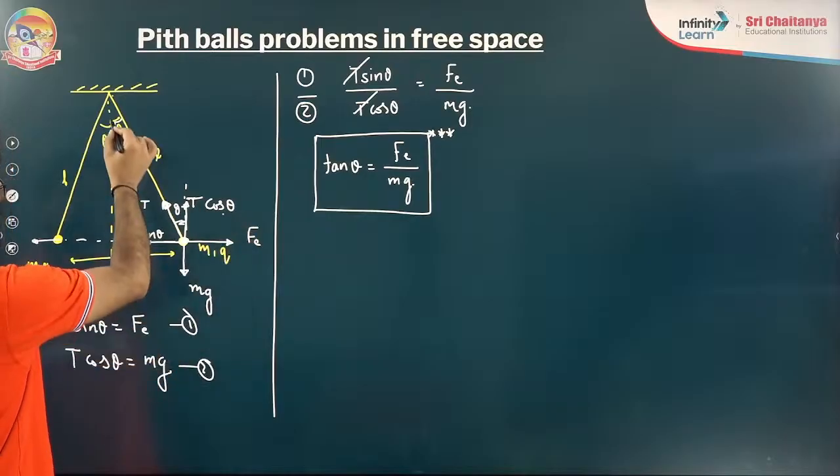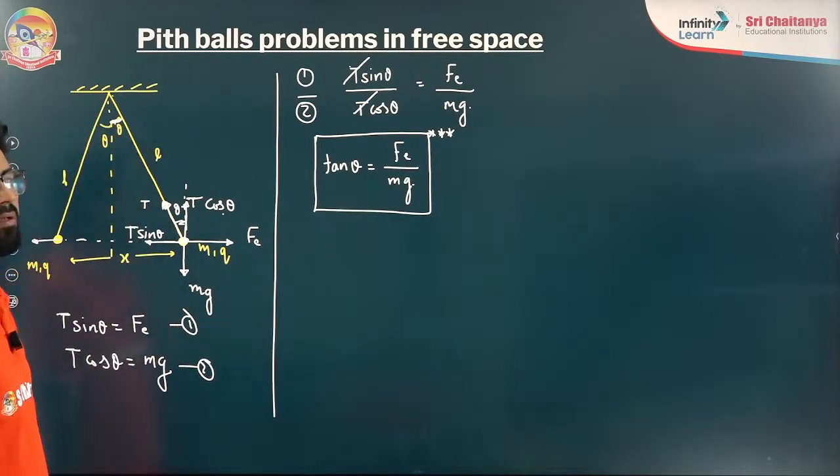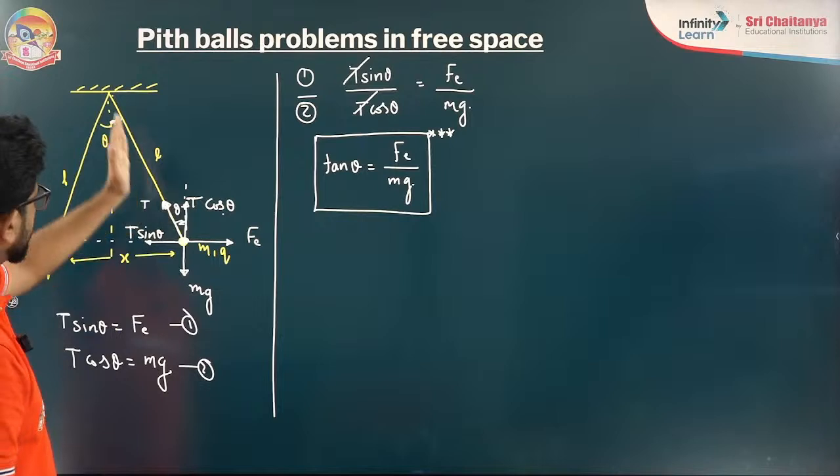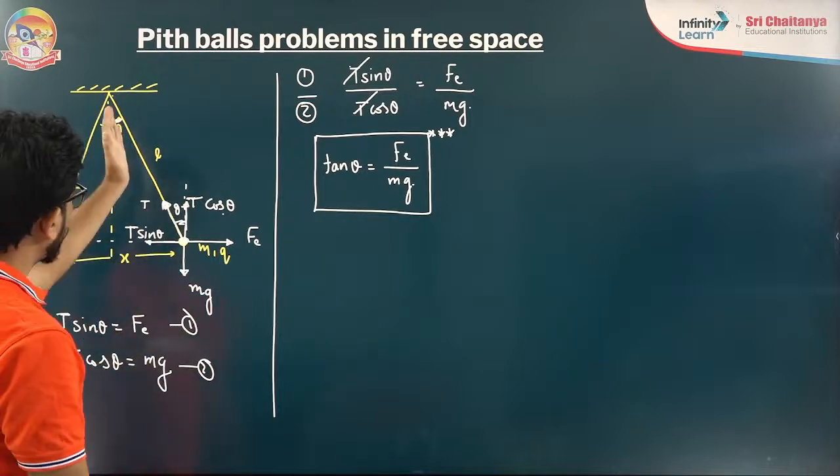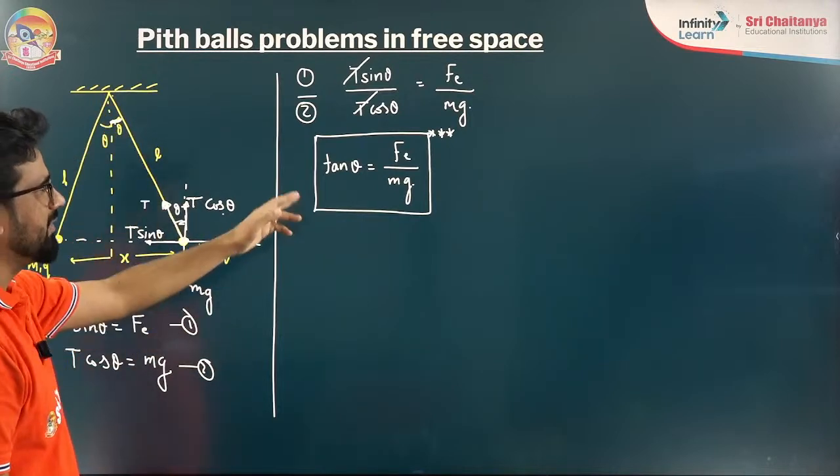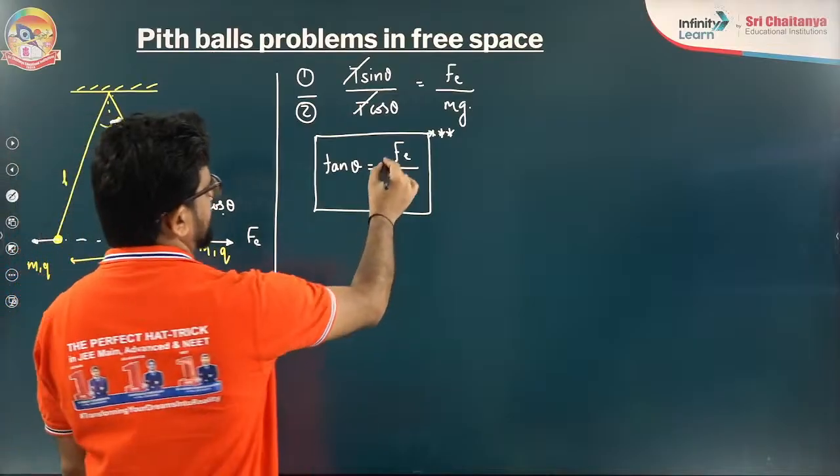What is theta? Theta is the angle subtended by this string with the vertical. Theta is the angle subtended by this string with the vertical. That we have to remember. That is the Fe by mg.